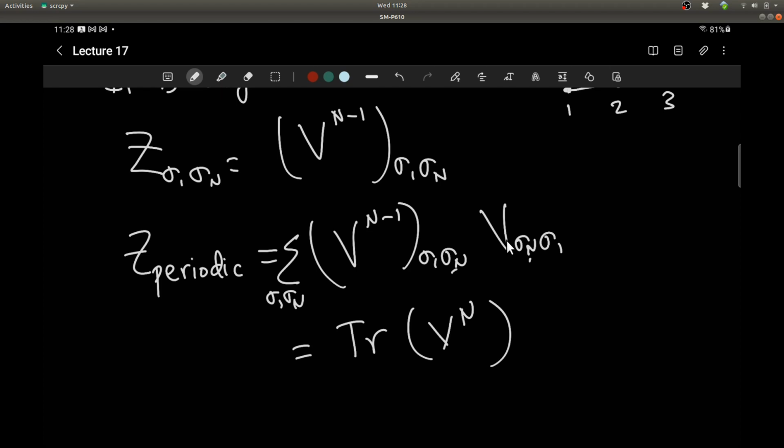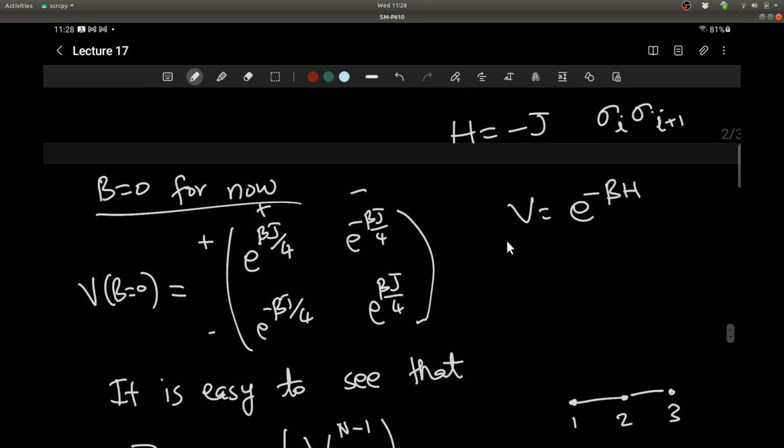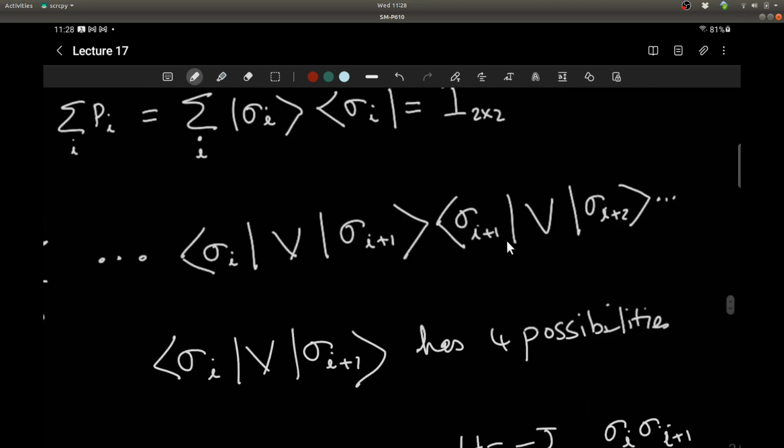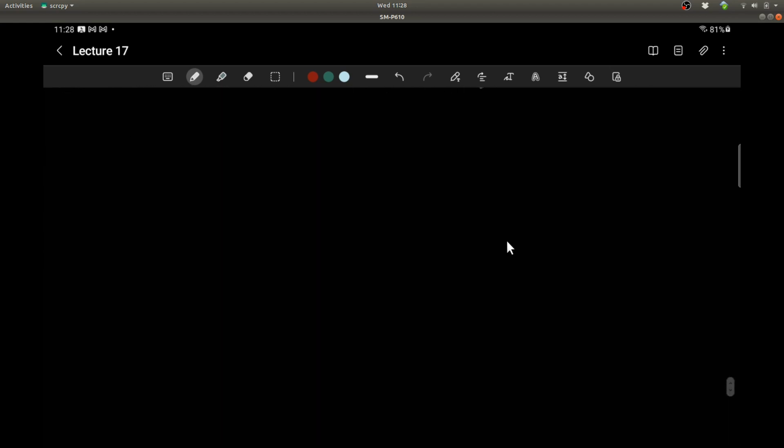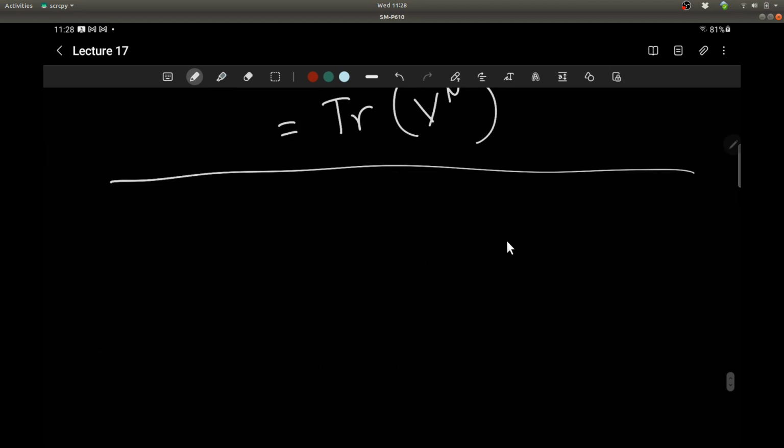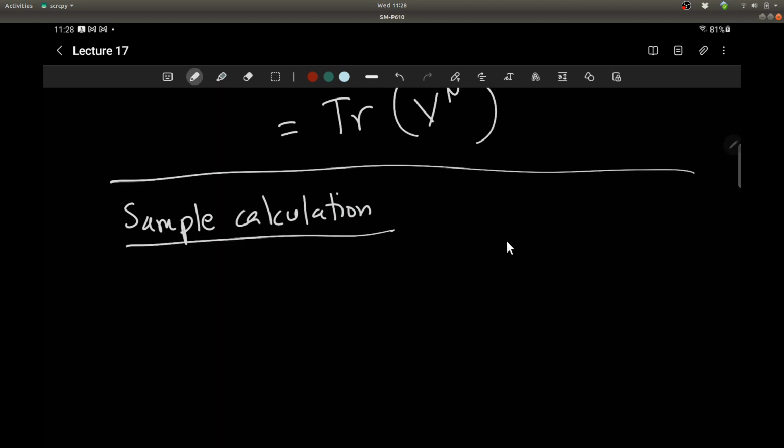Yes, sir. Can you explain a little bit the step before, that the summation over sigma i equals the identity matrix? Can I think of it as a vector or something? Yeah, good. Let me do it. I need to do one sample calculation. We will fix on the i plus 1th spin, which can take two values.